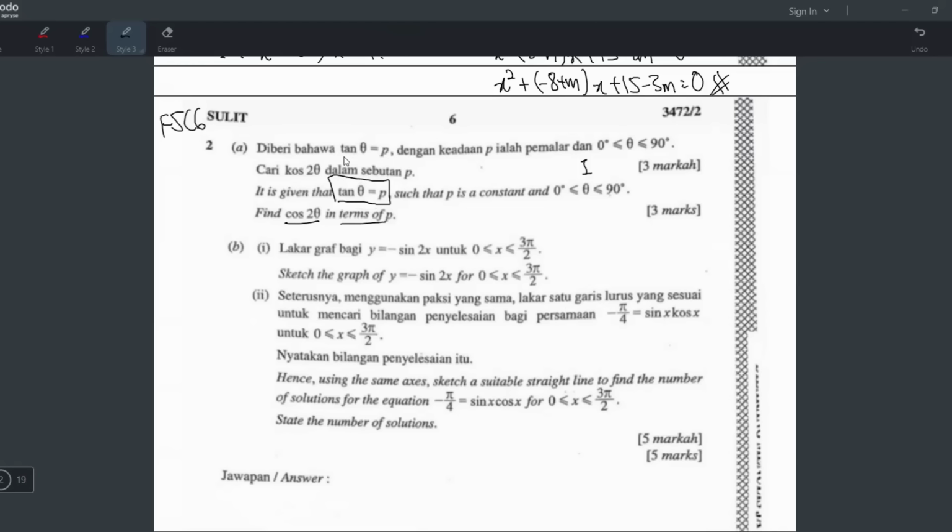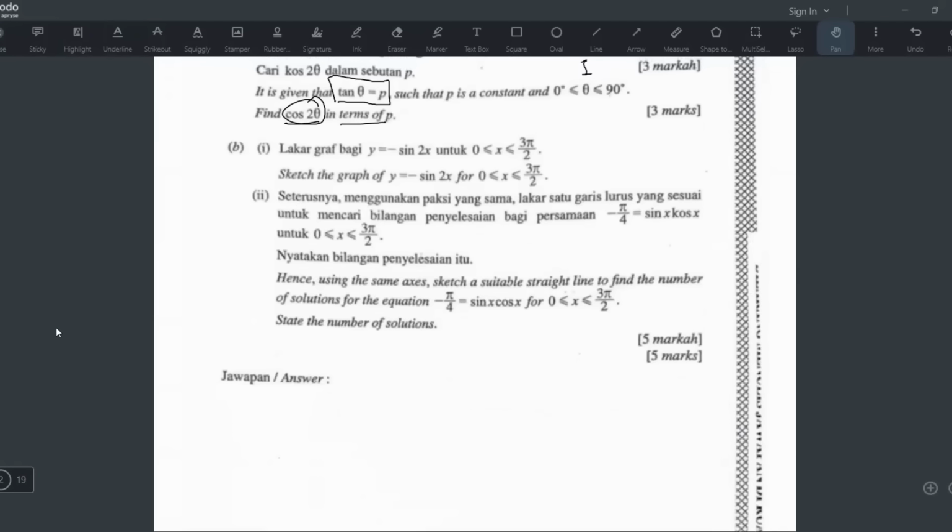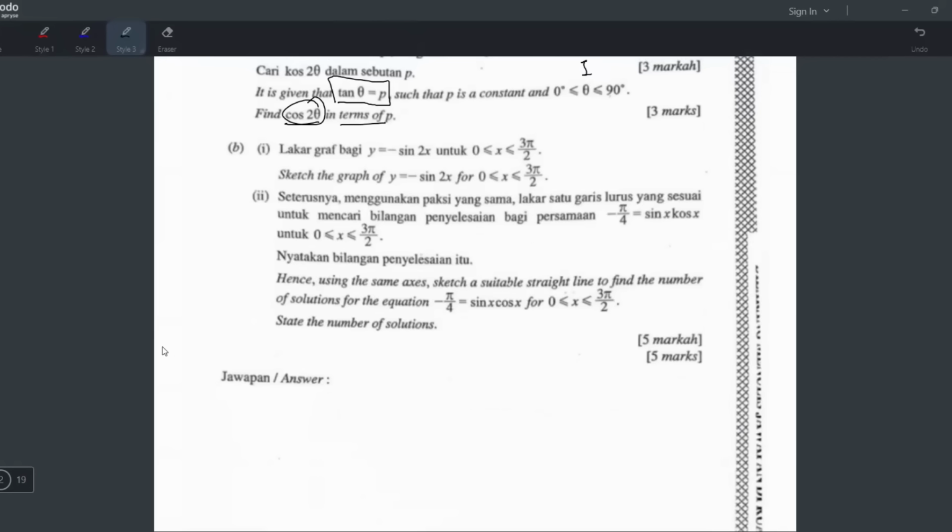I already know the cos 2 theta can use the double angle formula. It can change to cos square minus sine square, 1 minus 2 sine square, and 2 cos square minus 1. But before we do that, the drawing step is important. The drawing step is necessary. If you don't draw, you cannot do this question. Even though the question never asks you to draw, you will have to draw also.